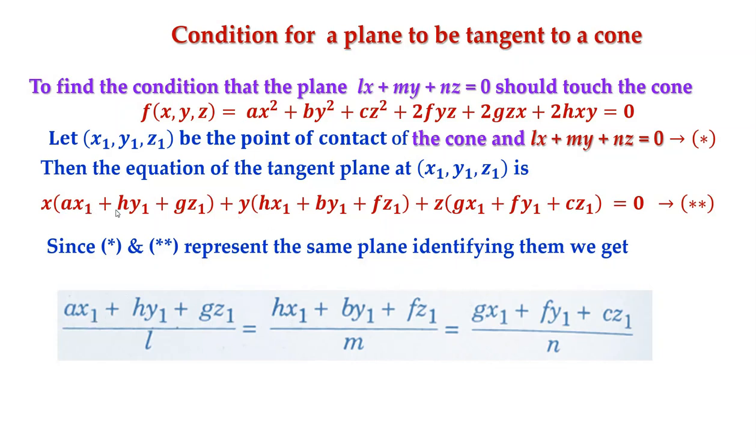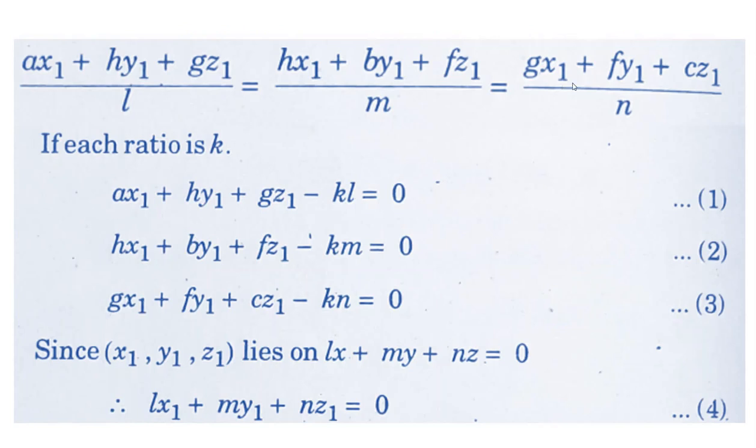We have ax1 plus hy1 plus gz1 upon L, because here we have L, and the same hx1 plus by1 plus fz1 upon M, and then gx1 plus fy1 plus cz1 upon N. So we have compared these two and we have got this set. Now we can choose this as, say, some k. Each ratio we can have as some k, so that keeping this and taking this to the other side, cross multiplying, this is what we get for all the three that we have.